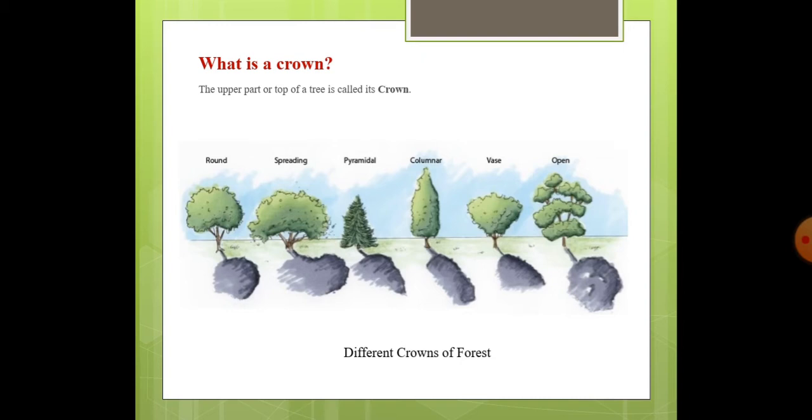You imagine an Ashoka tree, how does it look? It looks conical, like a cone. That will be known as pyramidal. Next, columnar, vase shaped and open. If it doesn't have any crown, it will be known as open.